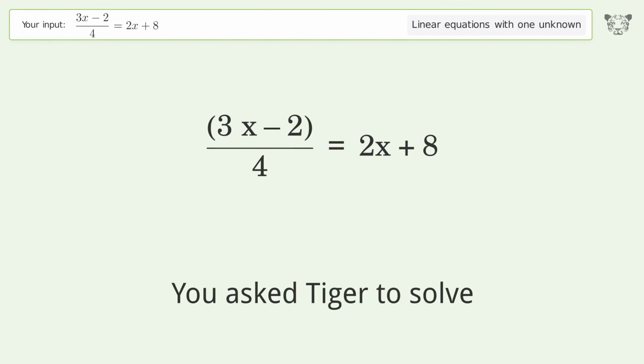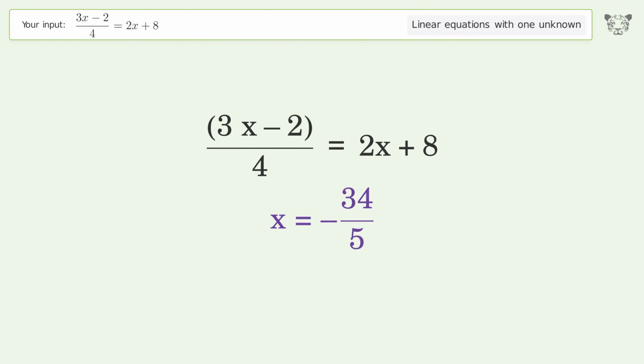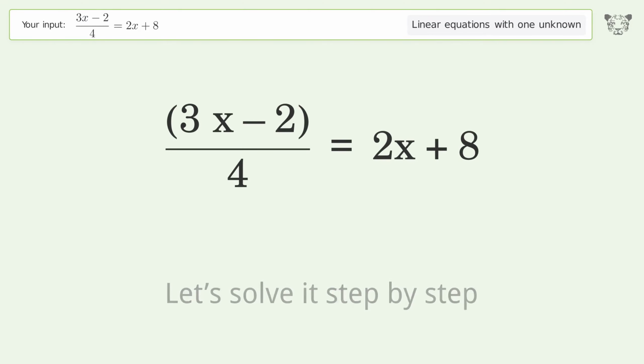You ask Tiger to solve. This deals with linear equations with one unknown. The final result is x equals -34/5. Let's solve it step by step.